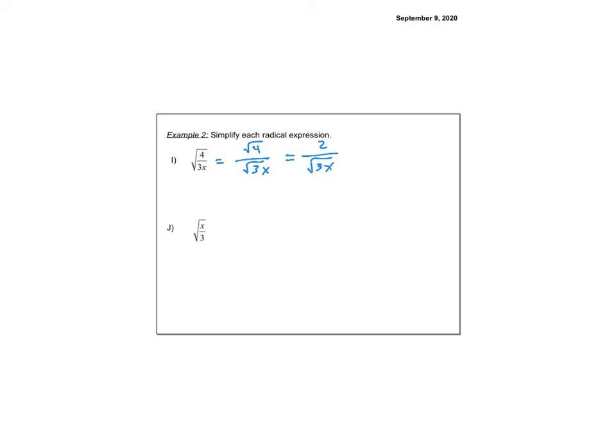We cannot leave anything in the square root in the denominator, so I'm going to multiply the numerator and denominator by the square root of 3x. So we get 2 times the square root of 3x. 3x times 3x is the square root of 9x squared. So what is the square root of 9x squared? The square root of 9 is 3.